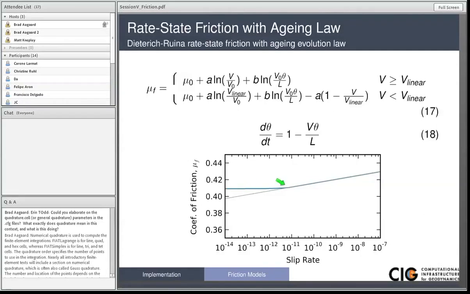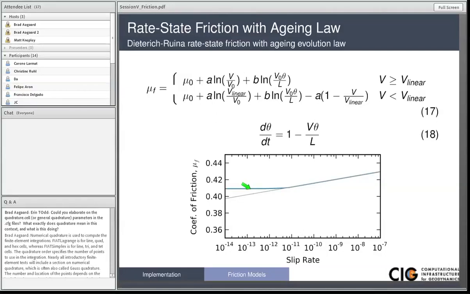So usually we're going to set V linear to be just 1 to 2 orders of magnitude greater than our 0 tolerance threshold. So in that case, almost all of the time, except for maybe 1 or 2 time steps right about initiation of slip, we'll be out here in the logarithmic dependence, and it's only when we're right around locking up that we'll be down here at this slight deviation.